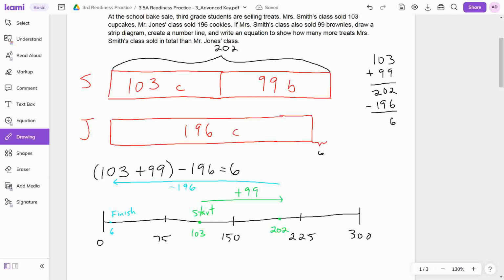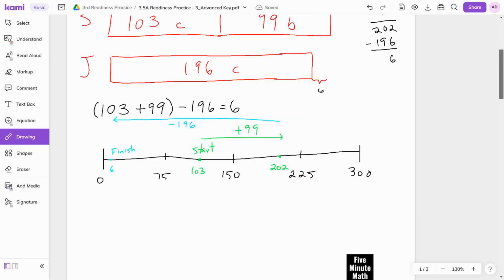So I've got my equation, I've got my number line, I've got my strip diagram. Any way you look at it, Mrs. Smith's class sold 6 more treats than Mr. Jones' class.